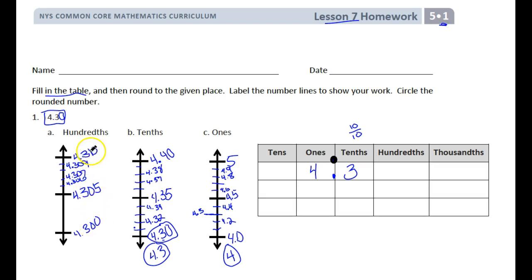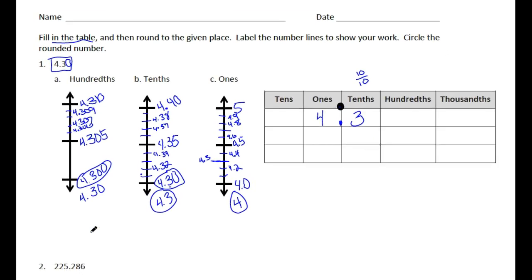There's nothing, and then there's something. But our number, 4 decimal 30, is all we have. So we're just going to stay right here. And what does it round to? To the hundredths place. 4 3/10. No hundredths. That's that.